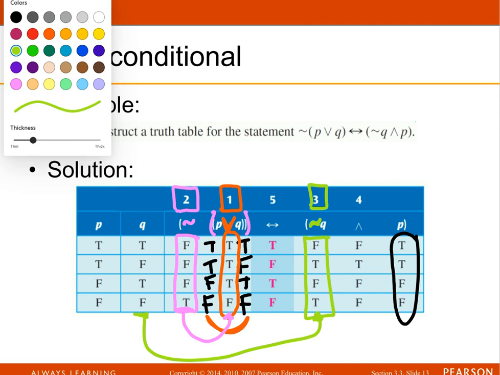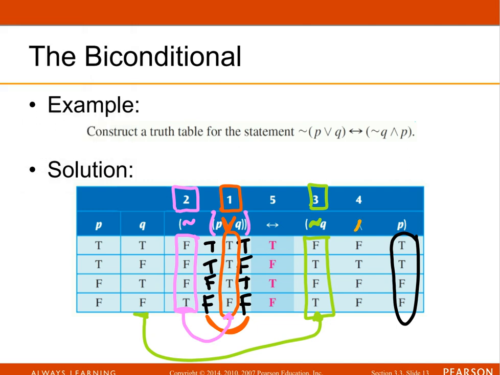And then we're going to do the and right here. So that's step four. To do this one, you just compare the two columns on either side of it. On an and, they both have to be true to be a true. So in the first row, false and true is false, true and true is true, false and false is false, true and false is false.